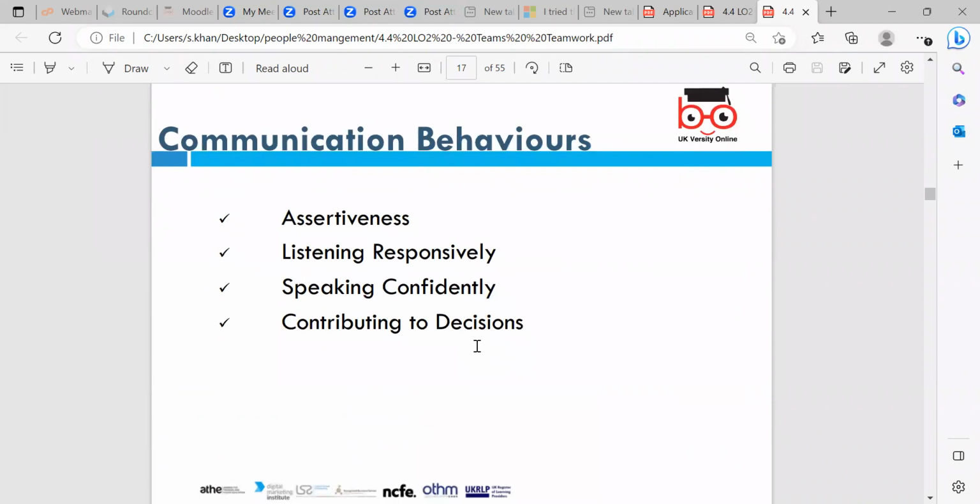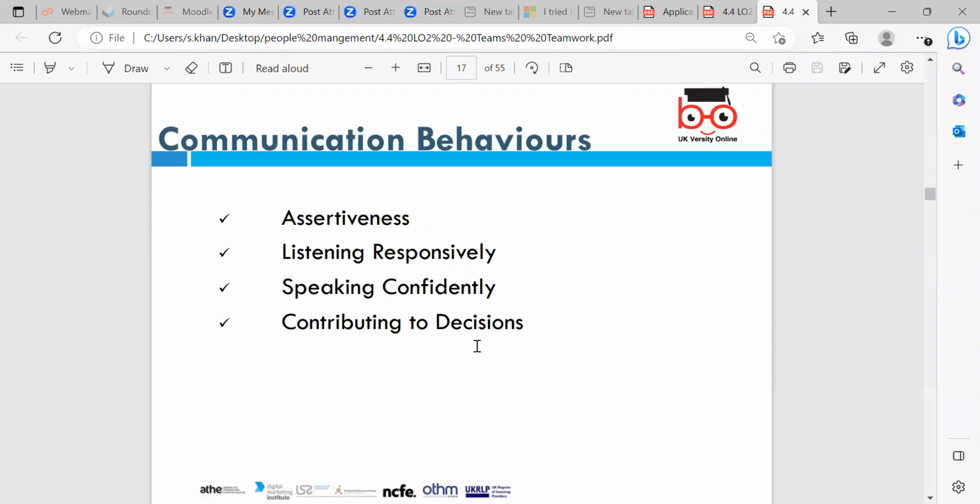So you've got to be assertive. You've got to show that you're assertive. You're able to do things. You're able to identify things. Listening responsively, because when you listen, you'll be able to identify what the needs are, what you need to do. If you're just on your phone and not listening to what's been said, and you're moving away from that kind of behavior, then you will get things wrong.